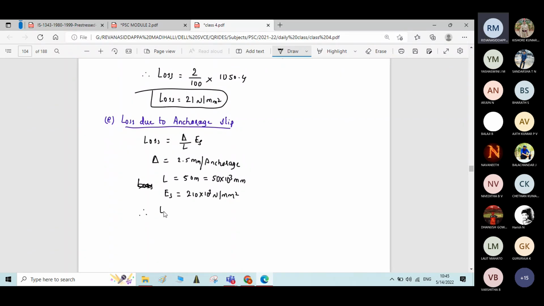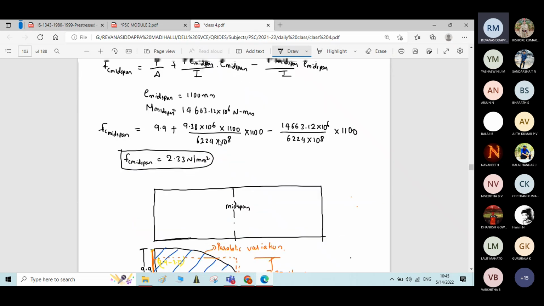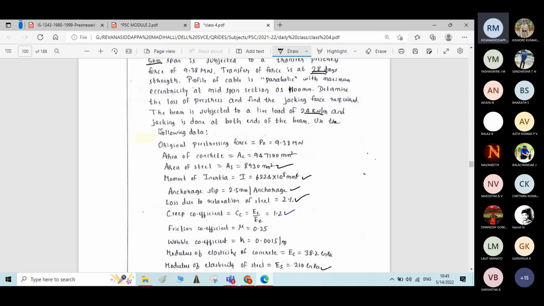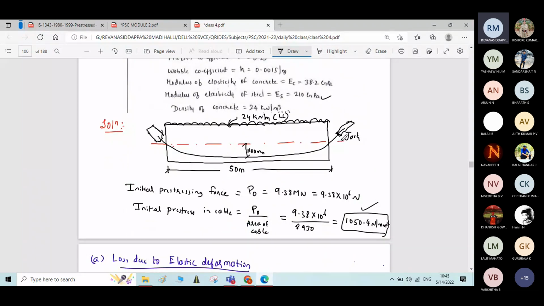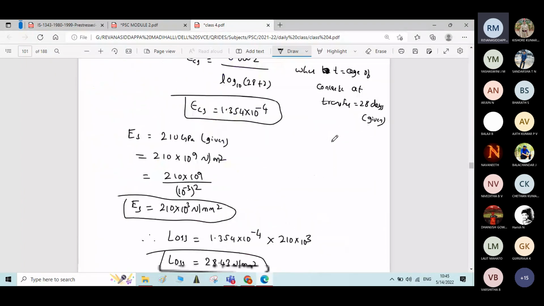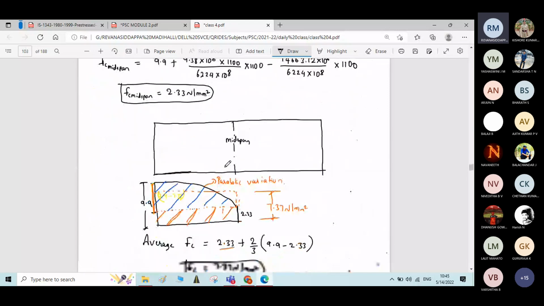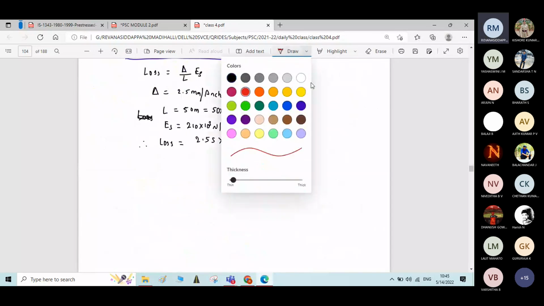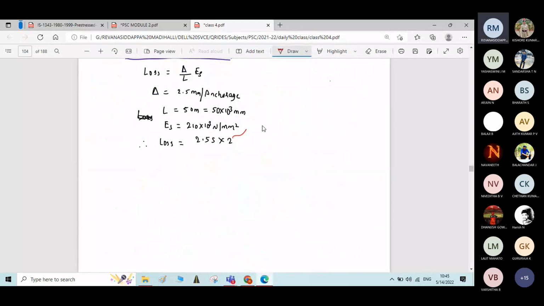Therefore, loss is equal to 2.5 into 2. Don't forget, that is for one anchorage. The anchorages are there on both sides of the beam here. The problem clearly says that jacking is done at both ends of the beam, meaning anchorages are there on both ends. For one anchorage 2.5 mm is the slip. For two anchorages, multiply by 2, because there are two anchorages.